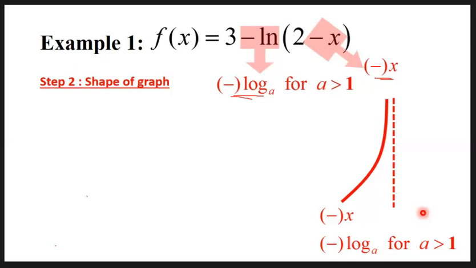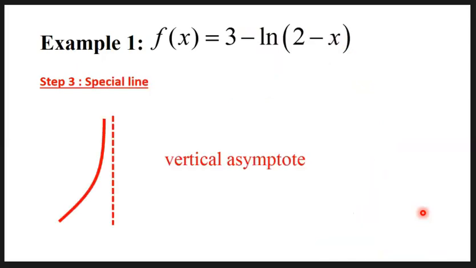Next, we go to step 3. We would like to determine the special line in this case, which is the vertical asymptote. So the vertical asymptote, as you can see, is this dotted line here. And the way we get the answer is that we consider the bracket term there, 2 - x. We make it equal to 0, and we have the answer x = 2. And this will be the corresponding vertical asymptote that we would like to have for the answer.